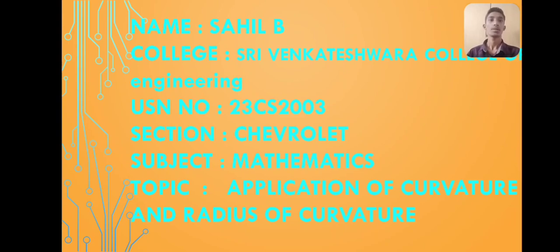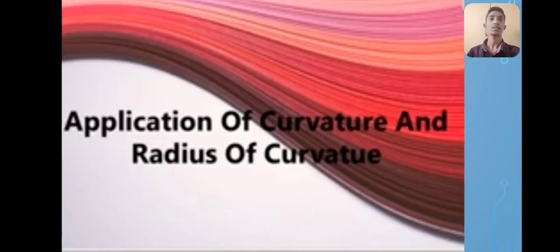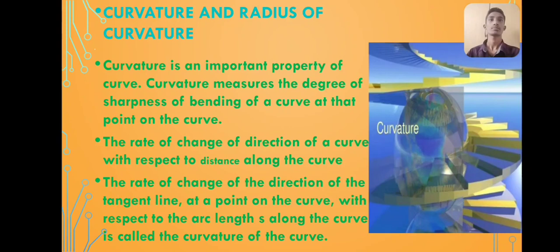Today's topic is applications of curvature and radius of curvature. Curvature and radius of curvature. Curvature is an important property of a curve. Curvature measures the degree of sharpness of bending of a curve at that point on the curve. The rate of change of direction of a curve with respect to distance along the curve.